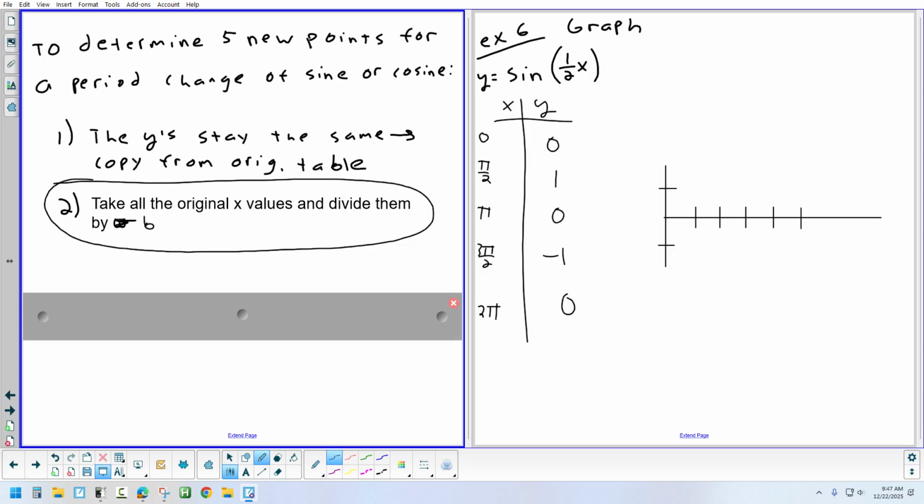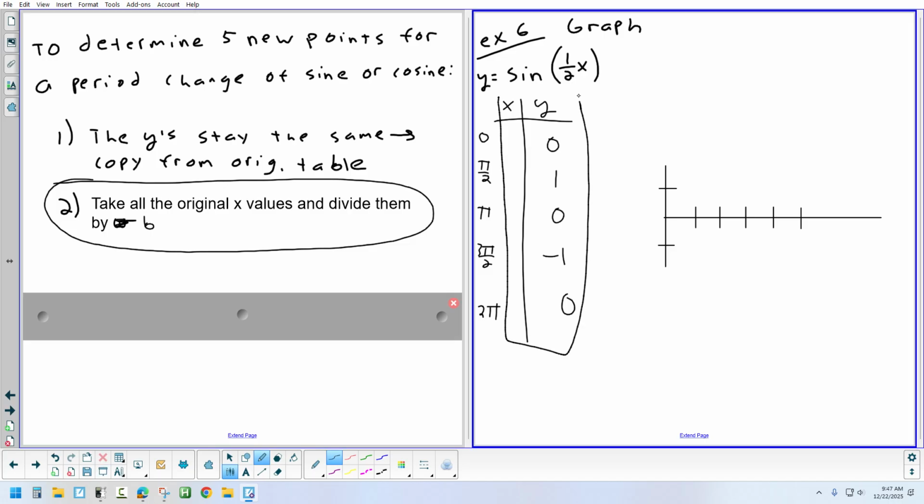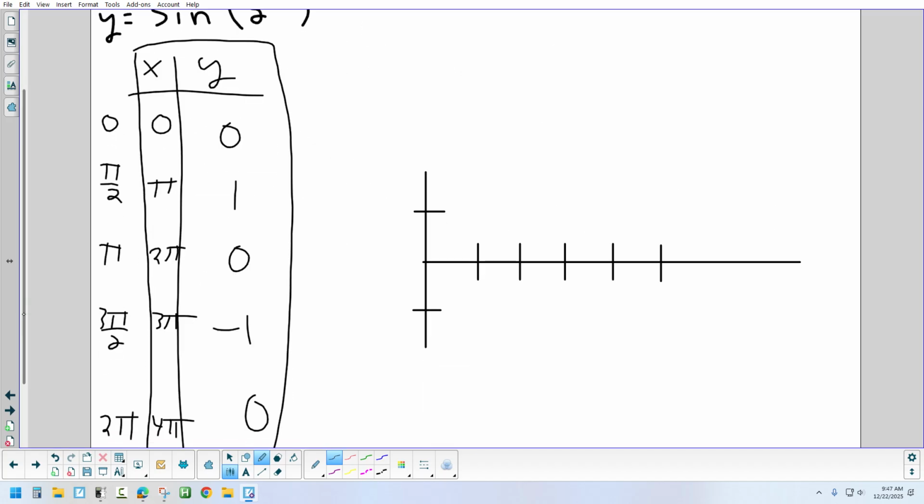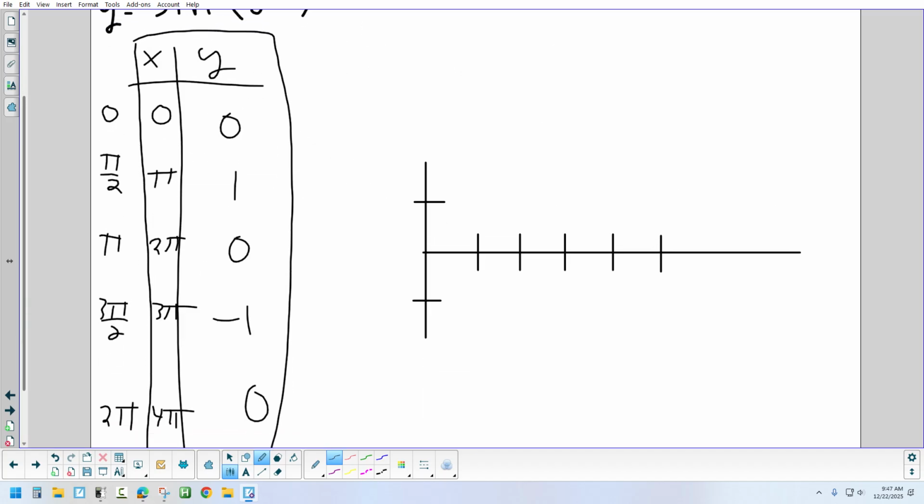But instead of dividing by a half, what is it easier to do? Just multiply them by 2. When I have to divide by a fraction, I think it's easier to multiply. So we're going to divide all the original x values by a half, which really means to double them. So 0, pi, 2 pi, 3 pi, 4 pi. And that's it. That will cause your graph to stretch out and be twice as long as the original.